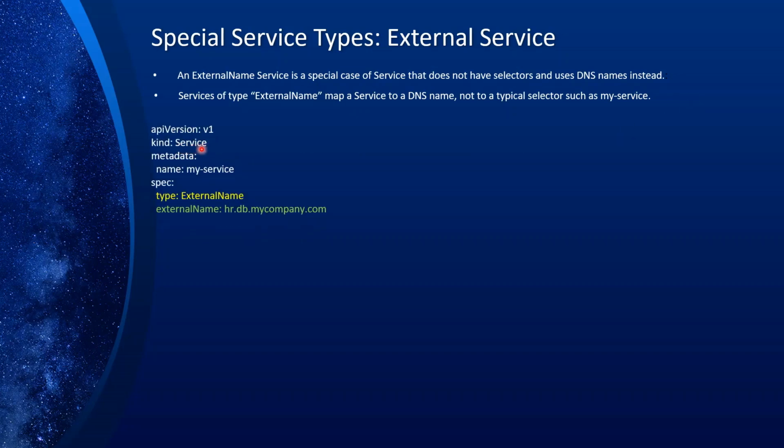The kind, again, is Service, obviously has a name. And this is an important part here under spec. We specify the type as ExternalName. And then this is a fully qualified DNS name. So this is very much similar to services without selector. Again, really a special case of that, where instead of the IP address, we have a fully qualified DNS name.